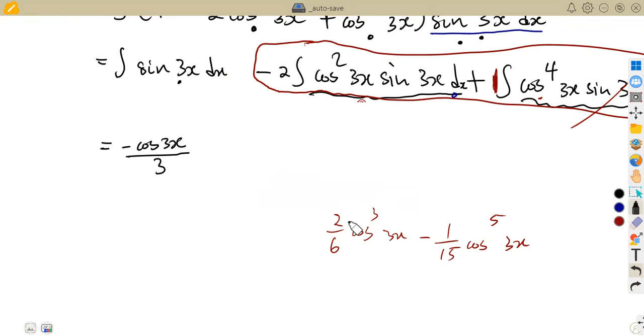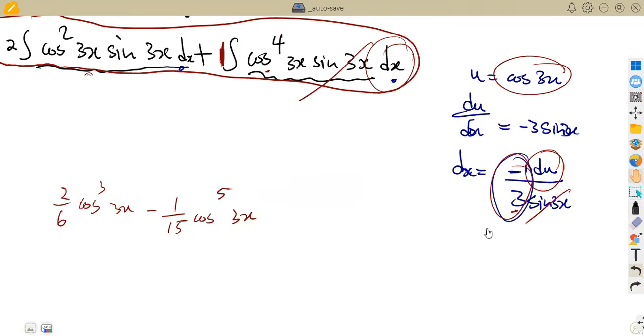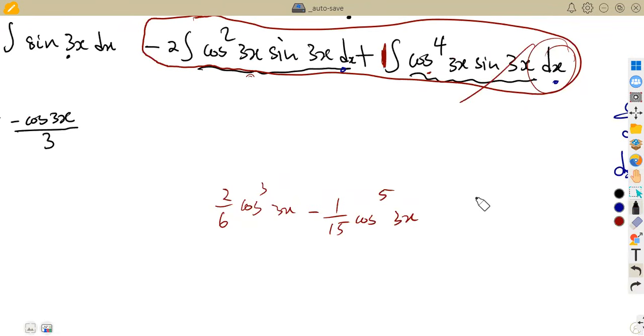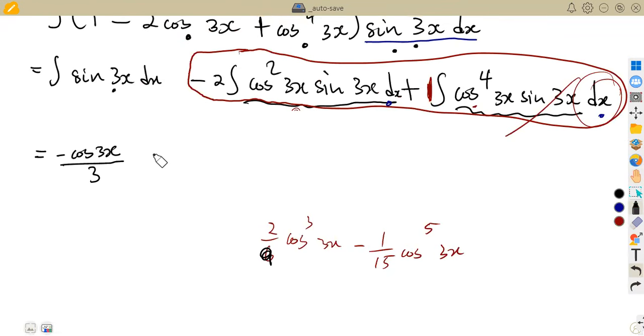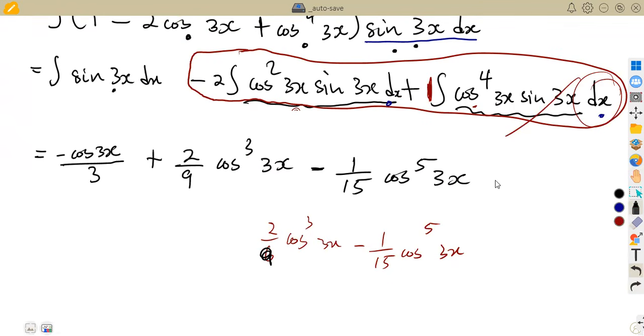So we got here 2 over 3, 2 over 6. Where am I getting 6, guys? This is 2 over 3, not 6. Okay, we simplified this later on. It was 3 times 3, 9, not 6. Guys, now I'm tired. Let me finish. So 2 over 9 cos to the exponent of 3x, and this gave us negative 1 over 15 cos to the exponent of 5 of 3x, plus the constant of integration. All right, so that is what you're going to have.